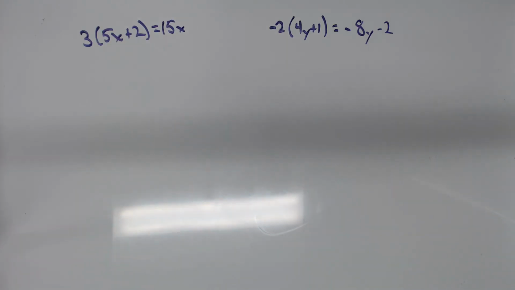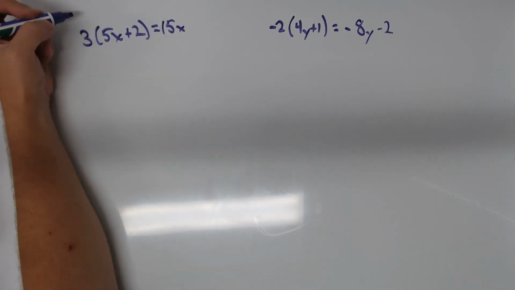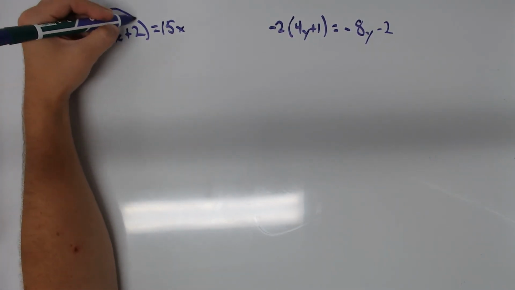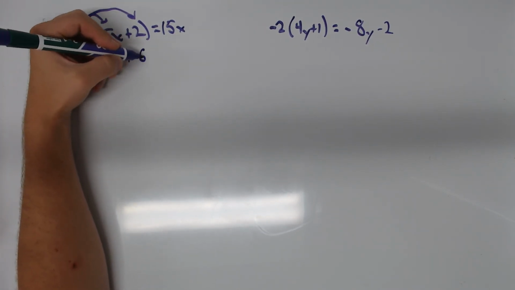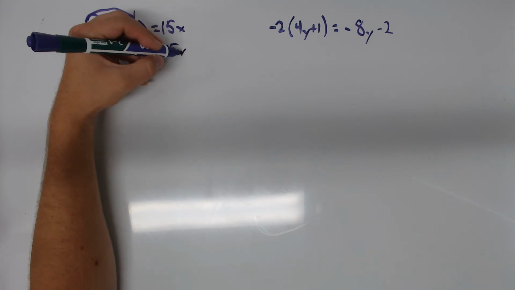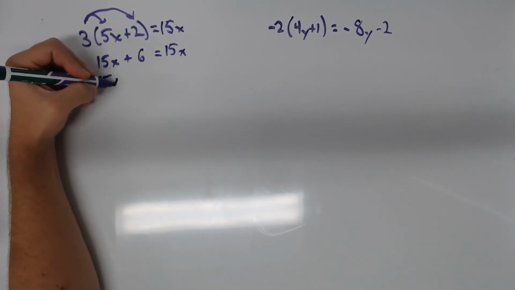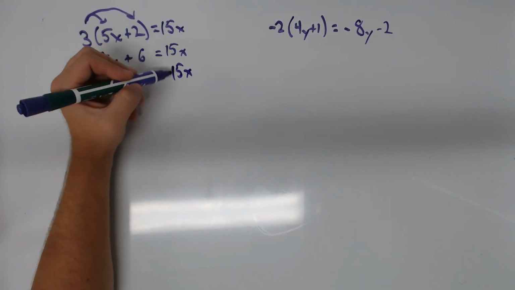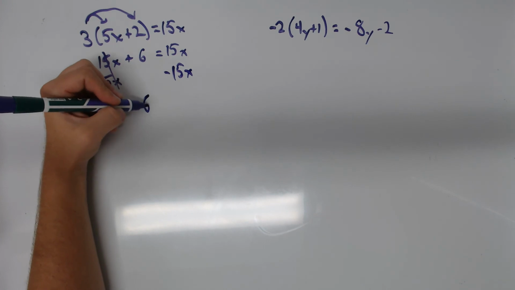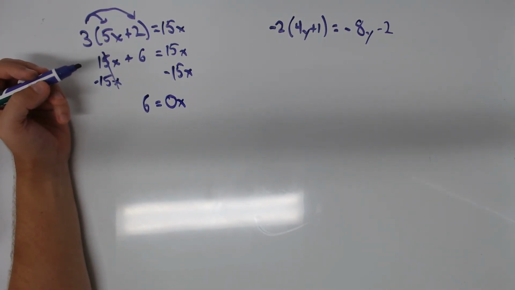All right, here's two equations that are going to give us some of those special solutions. So we'll start with the left one. I'm going to do my distributive property, following my steps. All right, now I want the variables on the same side, so I'm going to subtract this 15x to try and get it over here. But when I do 15 minus 15, I get 0. 6 equals 0x. Well, what's 0 times anything, guys? That's just 0.